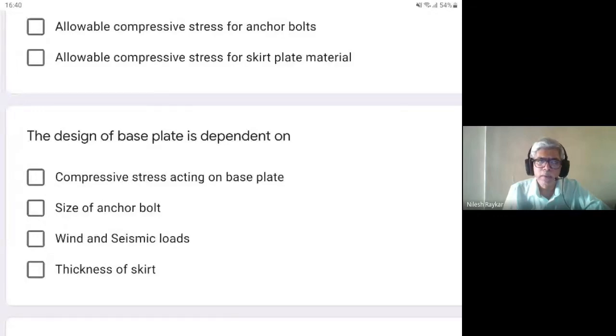So in that case, you'll have to increase the width of the base plate. You have to make it larger so that the compressive stress decreases, or the pressure on the foundation decreases.